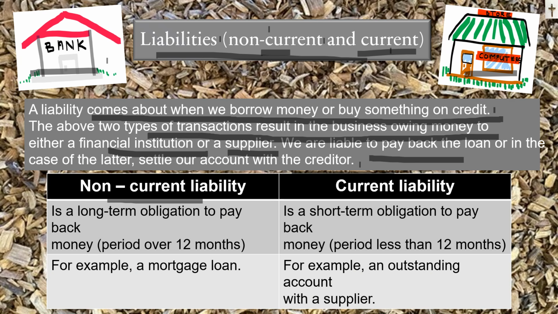So non-current liability, so long-term obligation to pay back over 12 months. For example, mortgage loan, home loan. Short-term obligation, a supplier, like the computer store. You're going to pay back within 12 months.